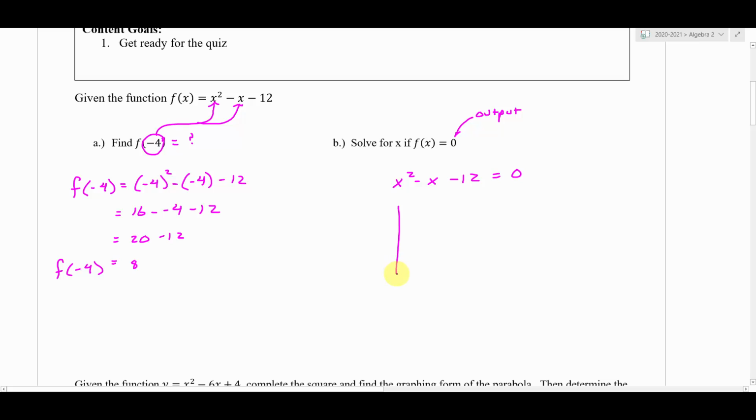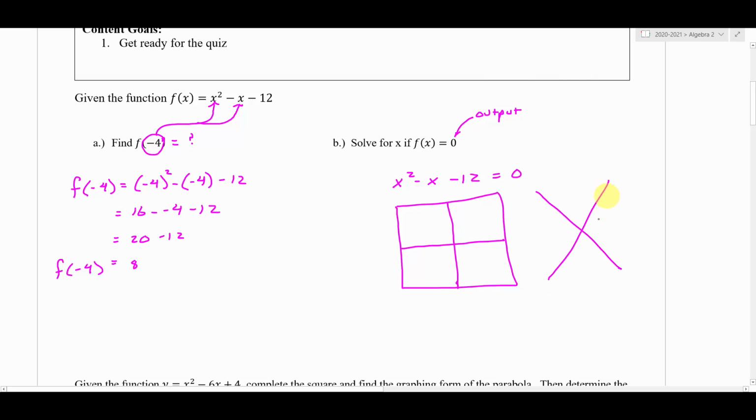So I'm going to set up my box and diamond. All right, so there's my box. There's my diamond. Okay, so to factor, we're going to take the x squared term, it goes in the upper left-hand box. The constant term on the end, that negative 12, is going to go in the bottom right. The middle term, that negative x, is going to go in the bottom of my diamond. That's what I want my two boxes to add to.